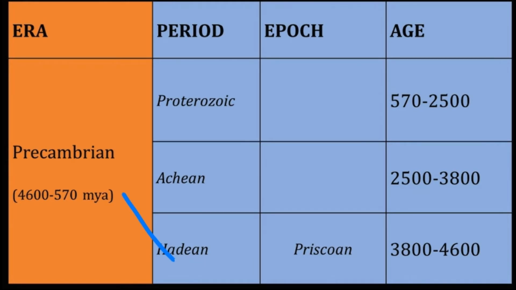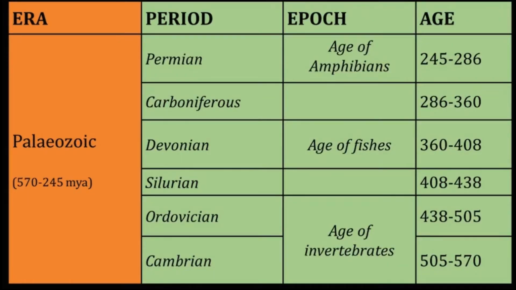The Precambrian starts as the Earth was formed, from 4600 million years to 570 million years. There were no mammals, and plants were not formed in the Precambrian period. That's why a detailed history is not possible for the Precambrian period. Next is the Paleozoic.